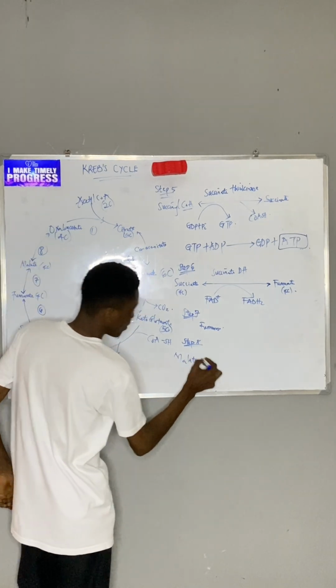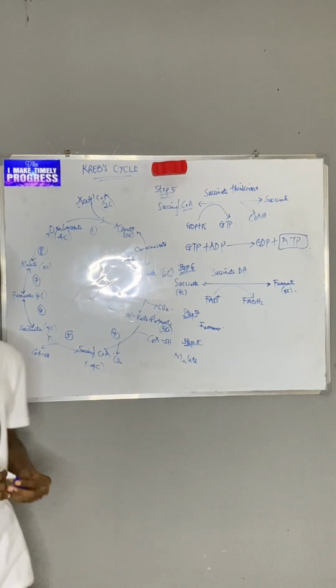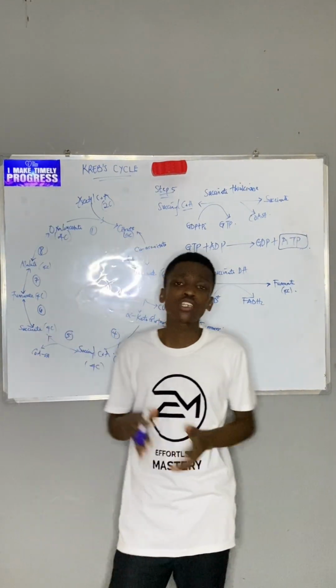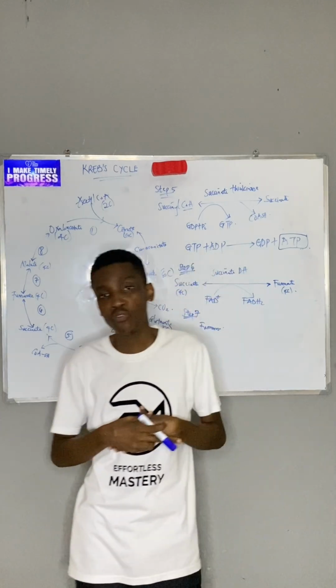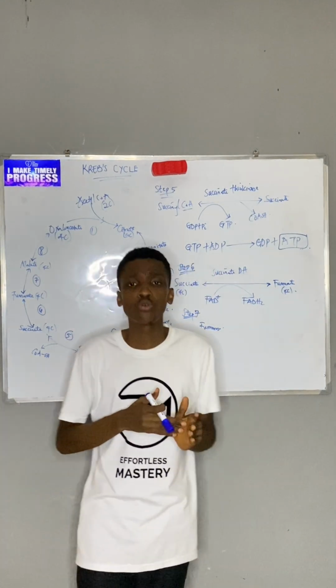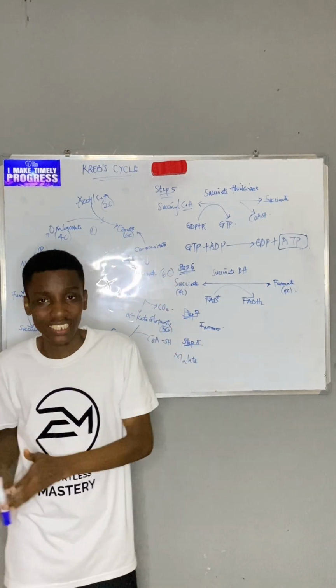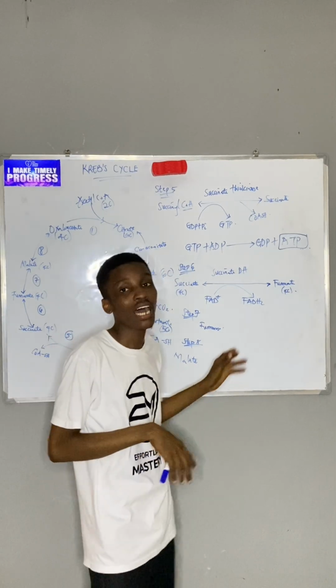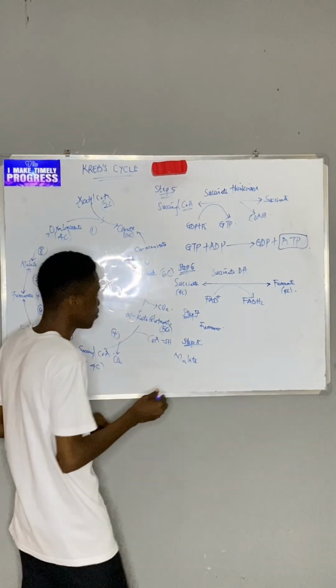When we were talking about the fate of pyruvate, we mentioned pyruvate can be converted straight to oxaloacetate with the help of an enzyme called pyruvate carboxylase. But at the same time, it can also be converted to malate, still heading to oxaloacetate. So first I change to malate and malate to OAA. So this is how it comes in.